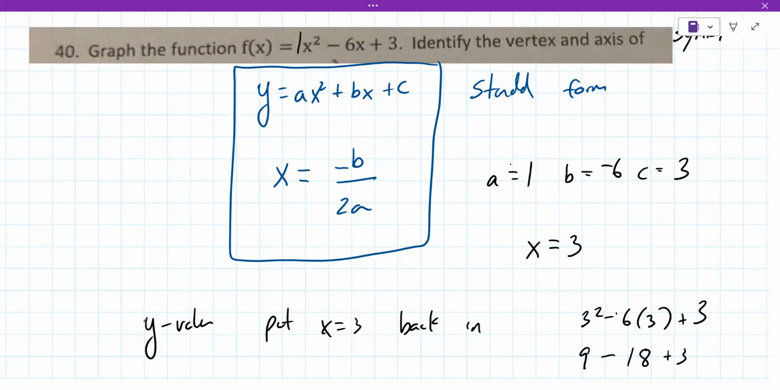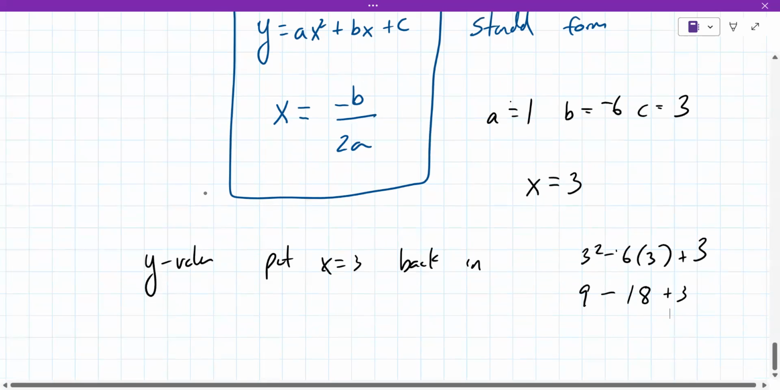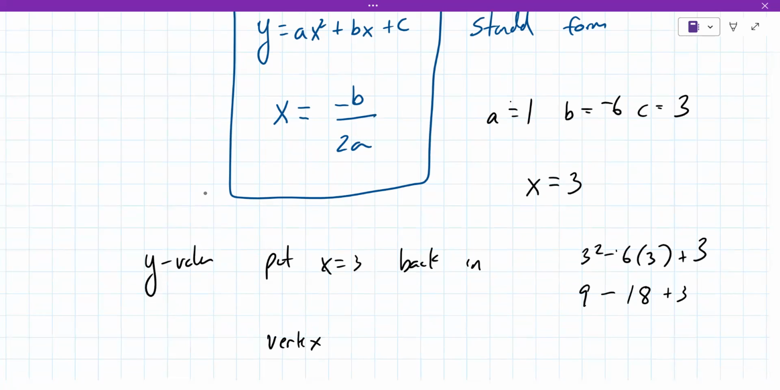Negative 6. It is -6. Good. That is your vertex. 3 comma -6. Good. Do you want another one like that to try, or do you think you have it? I have it. Good. Okay. All right, so 41.